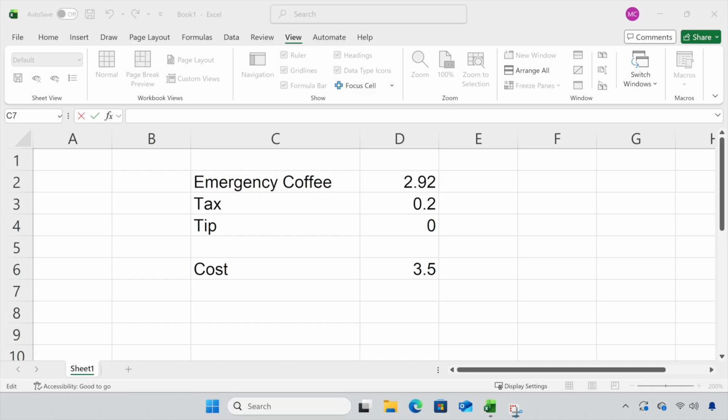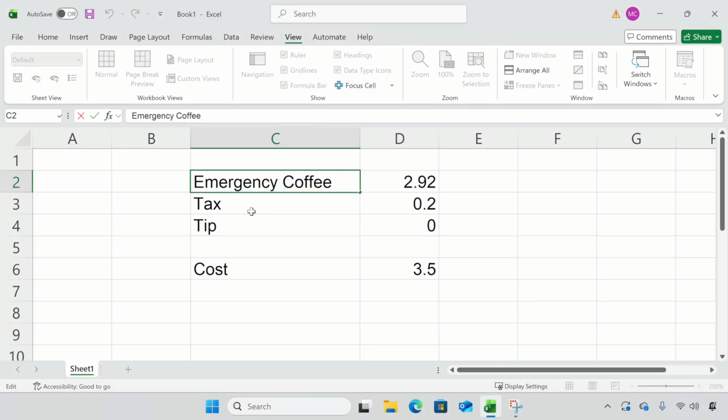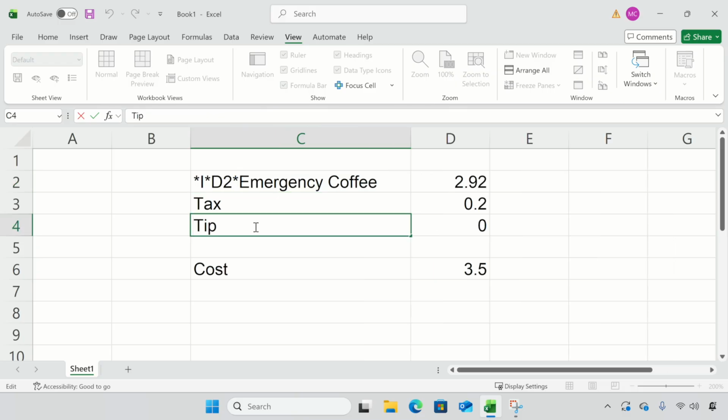For the emergency coffee price, we tag it with first input, emergency coffee price. Add I*, then the cell it refers to, D2. So I*, D2 done, easy. Next, tip.